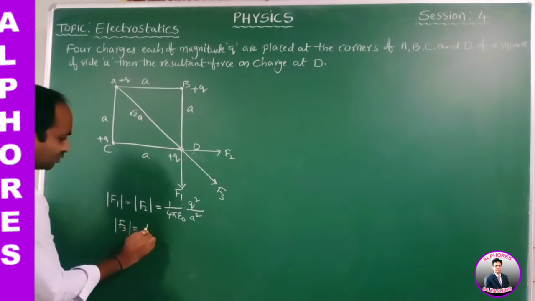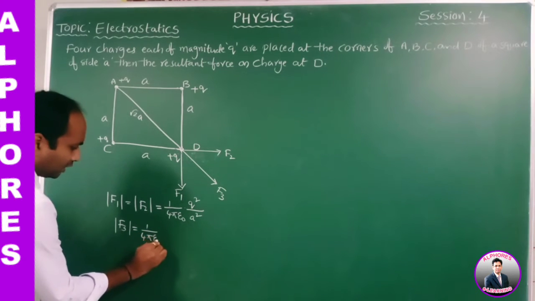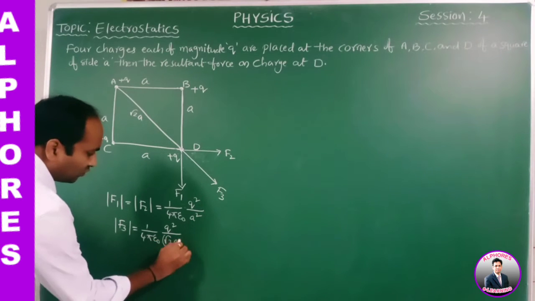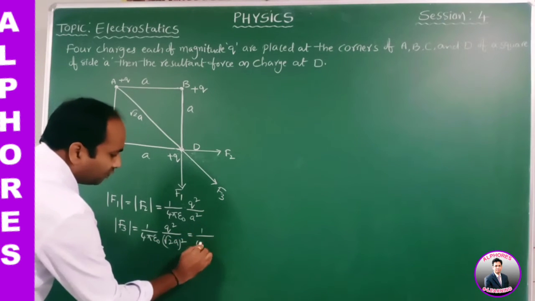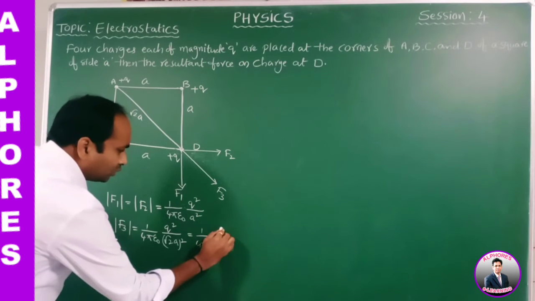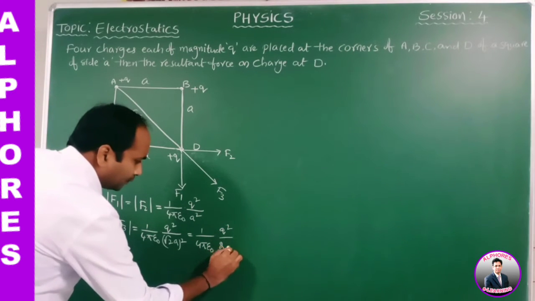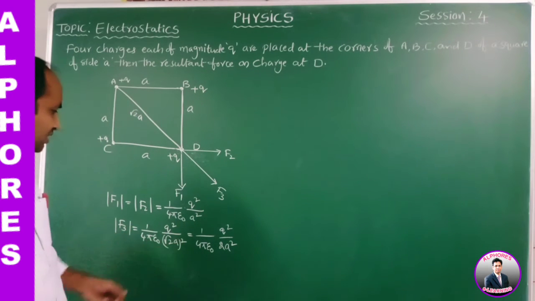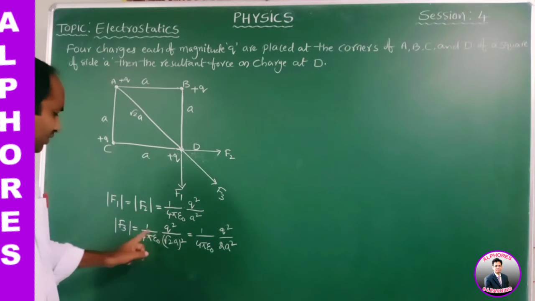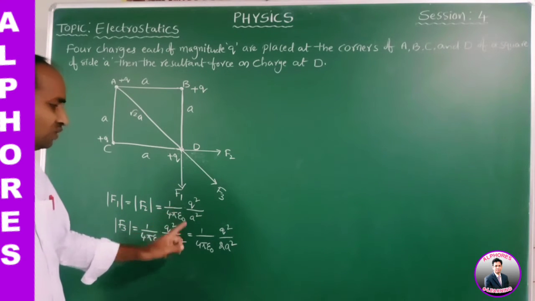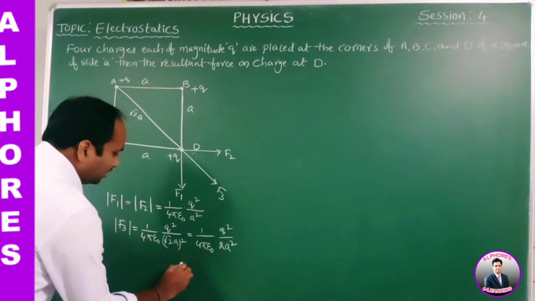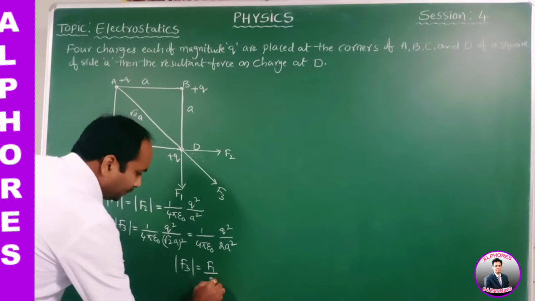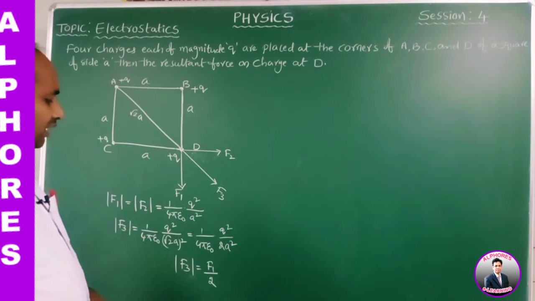What is F3 equal to? Magnitude of F3 equals 1 by 4 pi epsilon naught, charges q and q, that is q square, by root 2a whole square. This can be written as 1 by 4 pi epsilon naught q square by 2a square. If you observe these two equations, we may write F3 is equal to F1 by 2. F1 and F2 are of equal magnitudes.